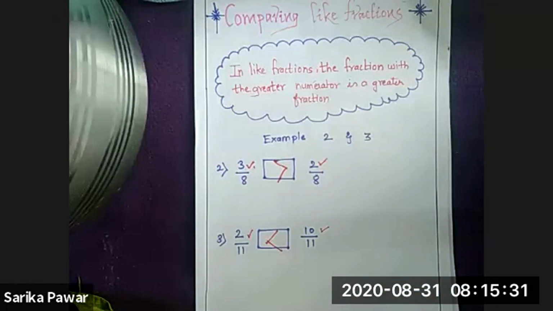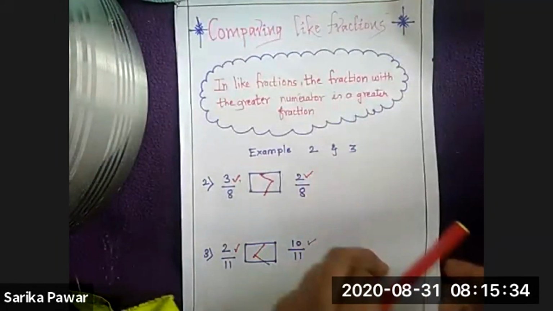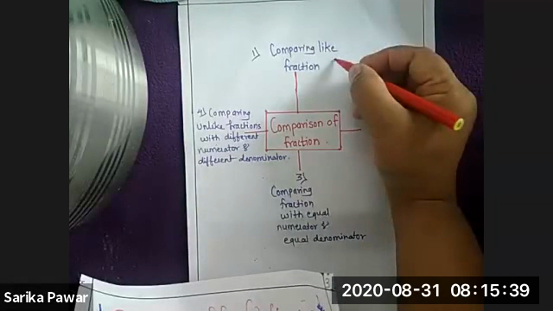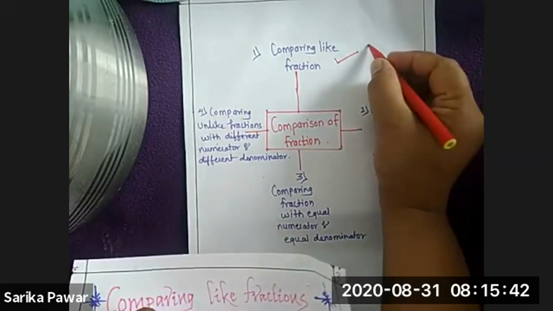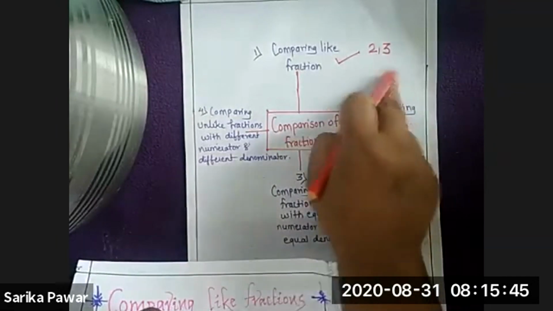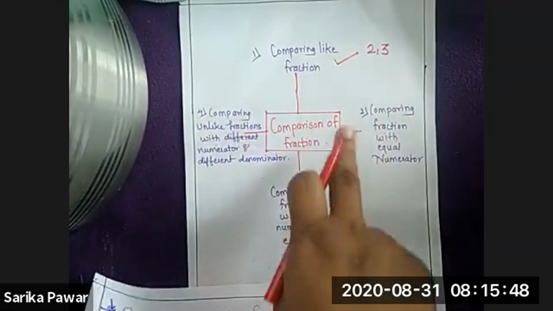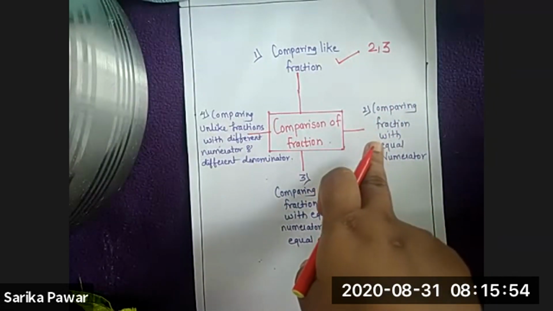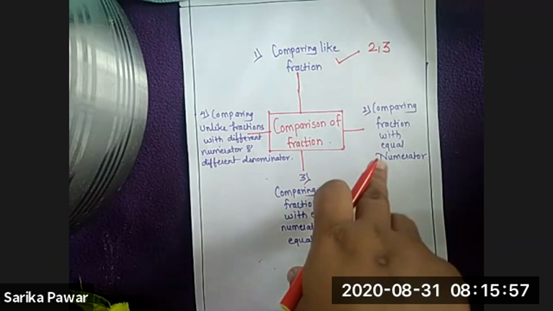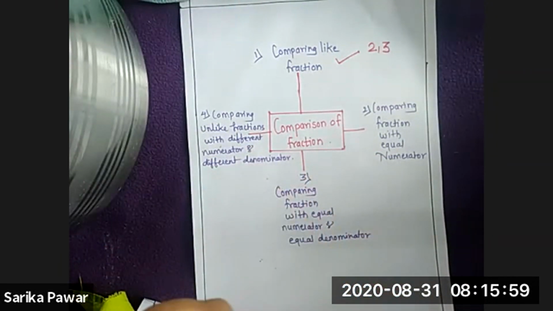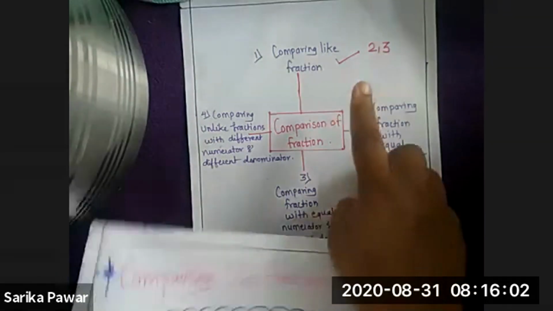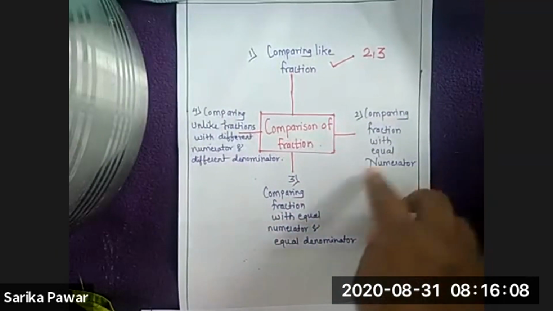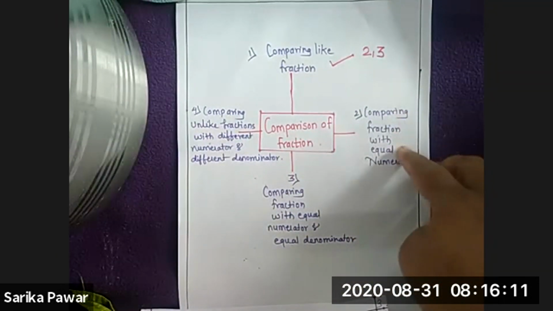Now students, we learn rule number 1, comparing like fraction. Problem number 2 and problem number 3 follow comparing like fractions. Now see the second rule. Comparing fraction with equal numerator. Yes, Madhiya Sheikh, you have to write it, son. Yes, you can write down. Okay. Comparing fraction with equal numerator. Now this part we are going to learn.